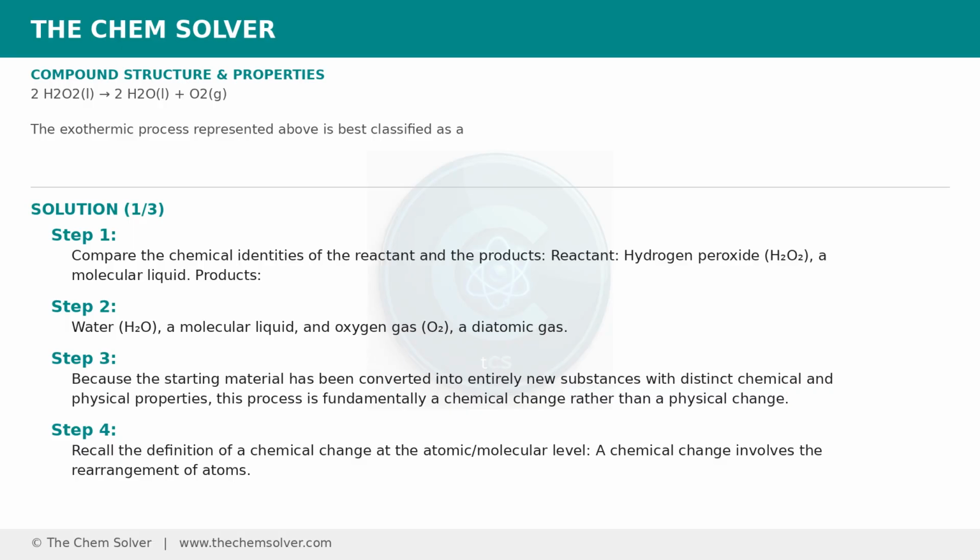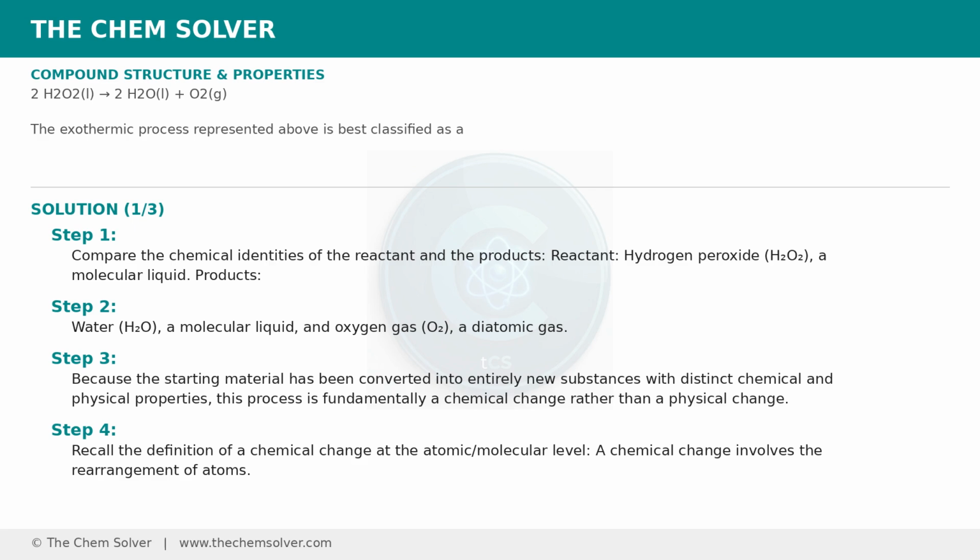Compare the chemical identities of the reactant and the products. Reactant: hydrogen peroxide, H2O2, a molecular liquid. Products: water, H2O, a molecular liquid, and oxygen gas, O2, a diatomic gas. Because the starting material has been converted into entirely new substances with distinct chemical and physical properties, this process is fundamentally a chemical change rather than a physical change.